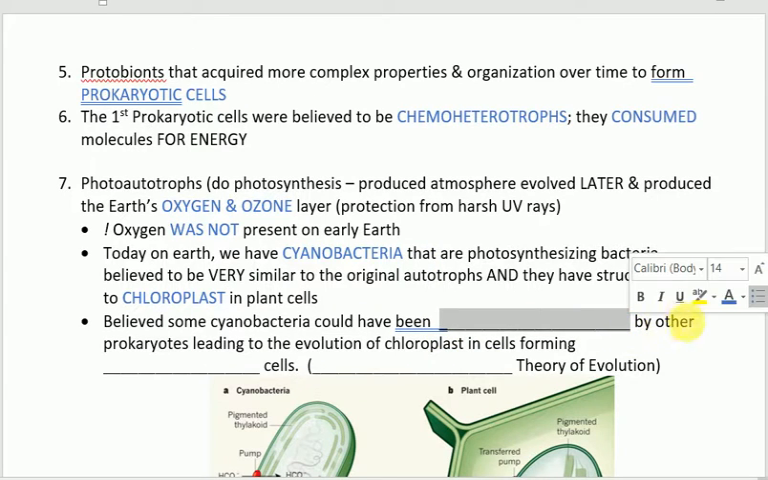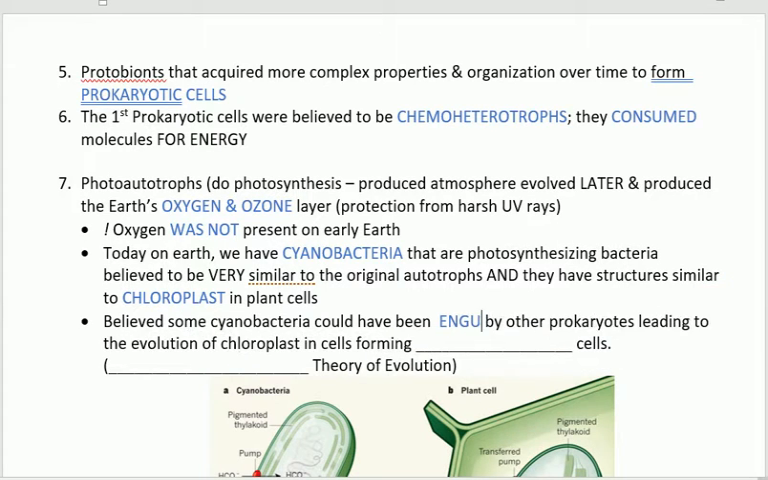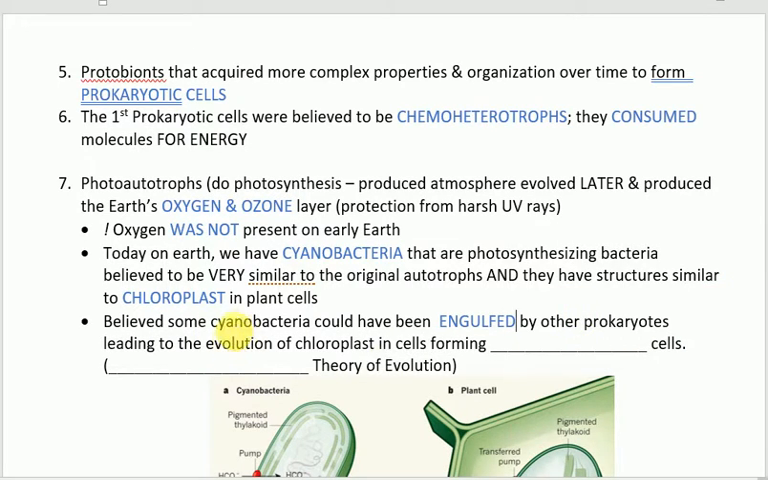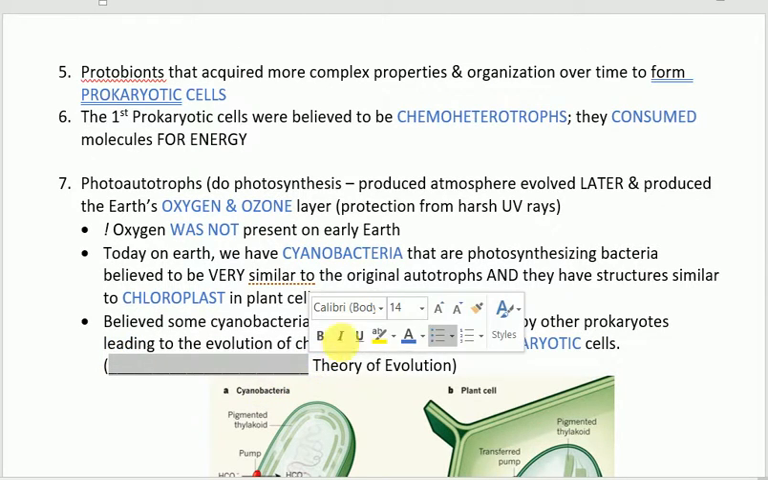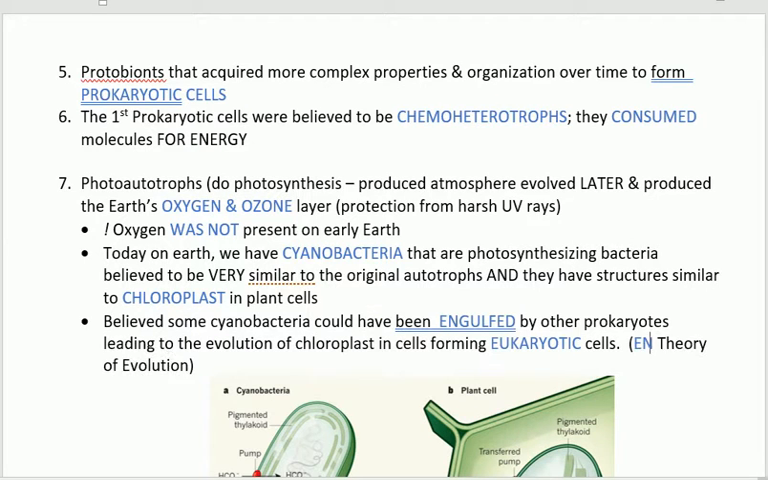And scientists actually also believe that the cyanobacteria could have been engulfed by other prokaryotic cells, leading to the evolution of the chloroplasts in cells forming eukaryotic cells. And this is referred to, again, we've talked about this before, but it is the endosymbiotic theory of evolution, and you need to be familiar with those.